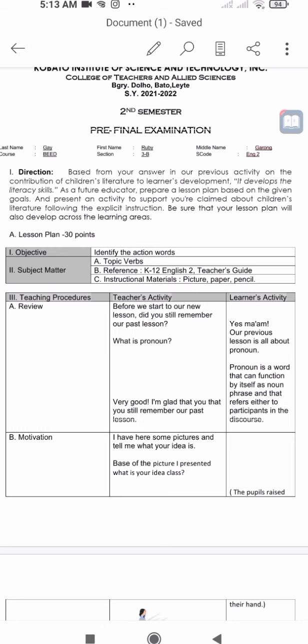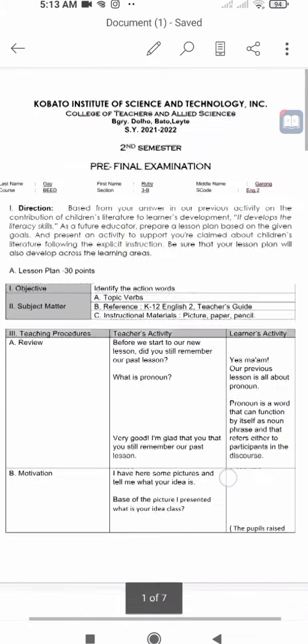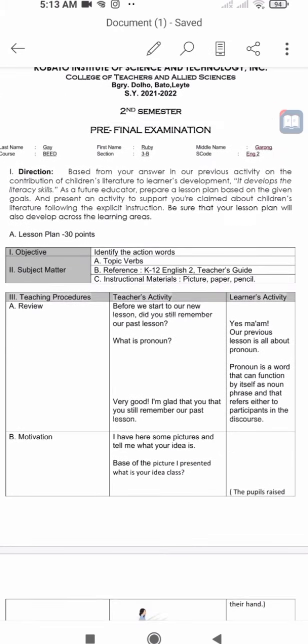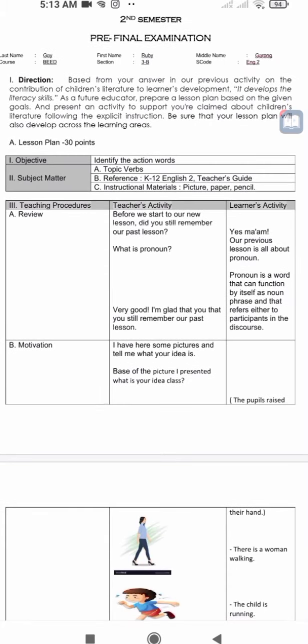At the end of the lesson, the students will be able to identify what action words are. So, this is the goal of the teacher. Next is subject matter. In subject matter, we have topics. Our topic is verbs. Our reference is K-12 English 2, and our instructional materials are pictures, paper, and pencil. So, let's proceed to review.